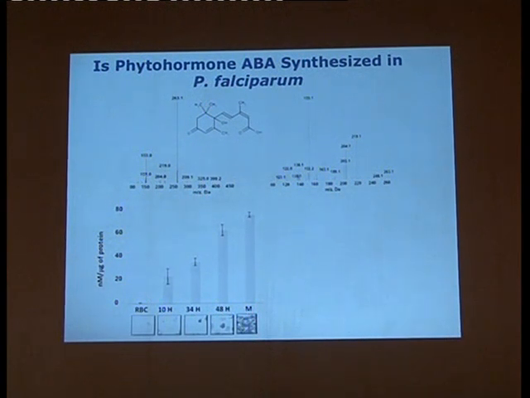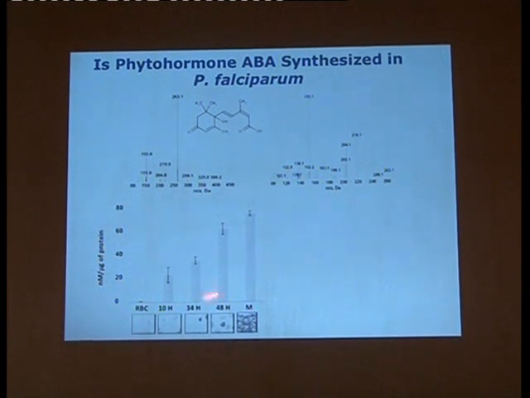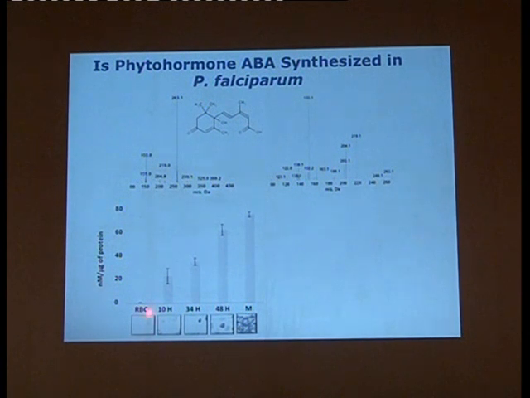So the first thing was, we asked whether abscisic acid is there in the parasite or not. So we made the lysate, we did the LCMS analysis, and here is the data. We could detect the plant-like hormone in our parasite, and that too in a time-dependent manner, because this abscisic acid is not expressed in the early stage.